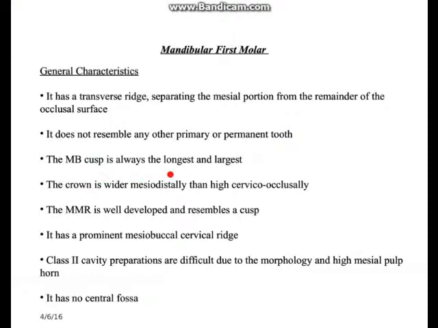The mesiobuccal cusp is always the longest and the largest. That's in the mandibular, while in the maxillary, it's going to be the mesiolingual. The crown is wider mesiodistally than high cervico-occlusally. Okay, it's kind of the same as the primary maxillary central incisors, where they're wider mesiodistally than tall, so they're short teeth. The mesial marginal ridge is well developed and resembles a cusp. It has a prominent mesiobuccal cervical ridge. Class 2 cavity preparations are difficult due to the morphology and high mesial pulp horn.